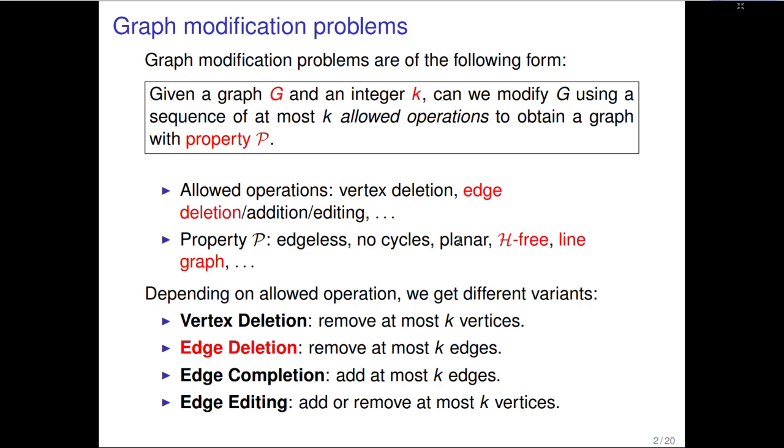being planar, being a so-called H-free graph, where in this sense we mean by H-free that it doesn't contain any graph from some family H as an induced subgraph, or a line graph. And I put both H-free and line graph in red because the line graph is our result, and it actually is also H-free for some finite family H.